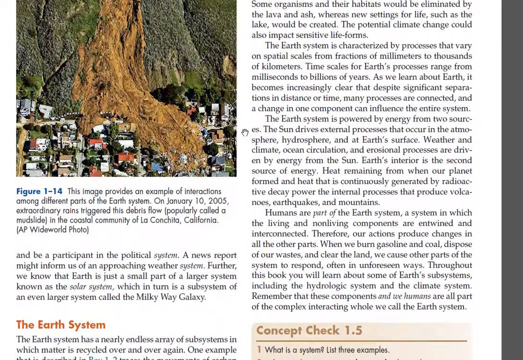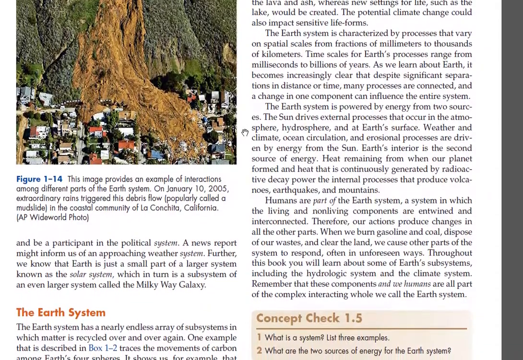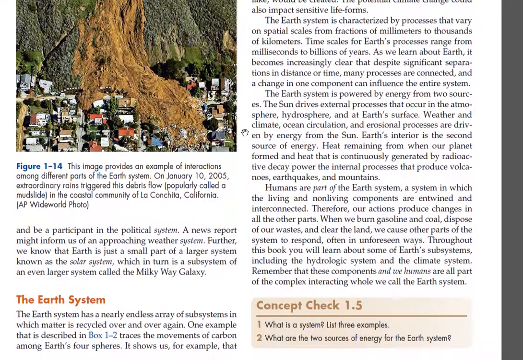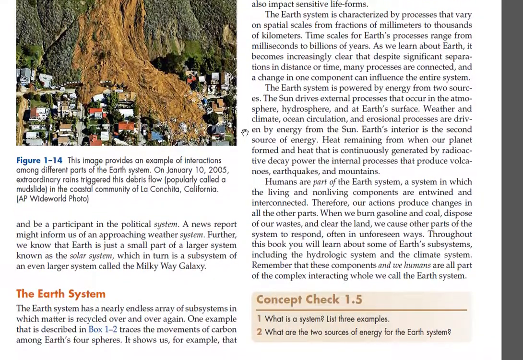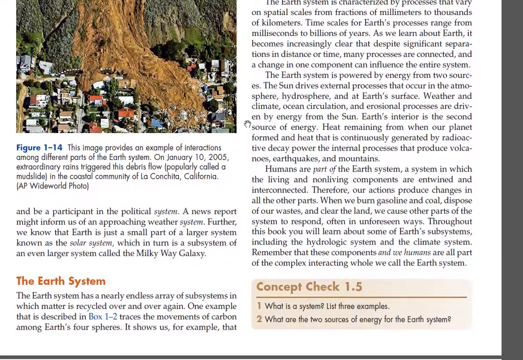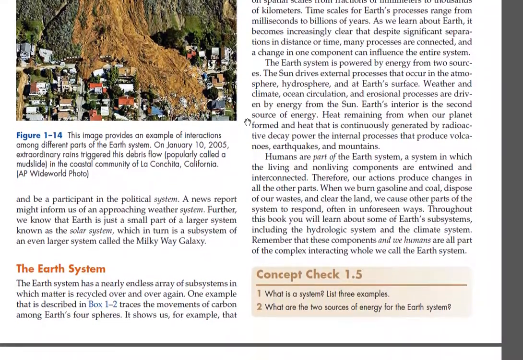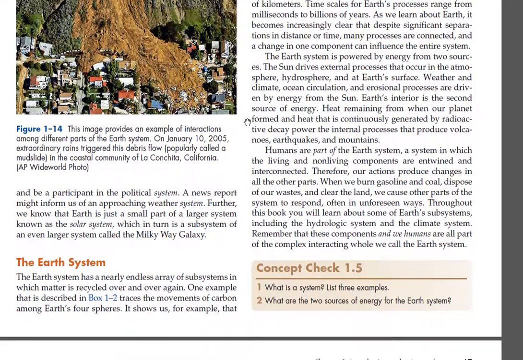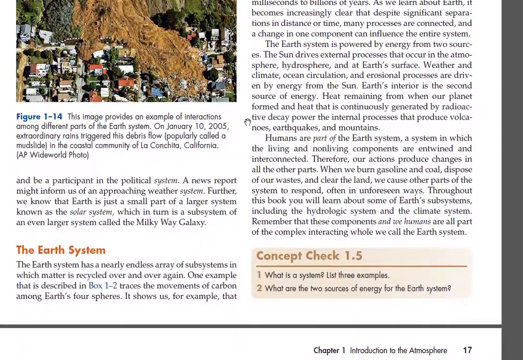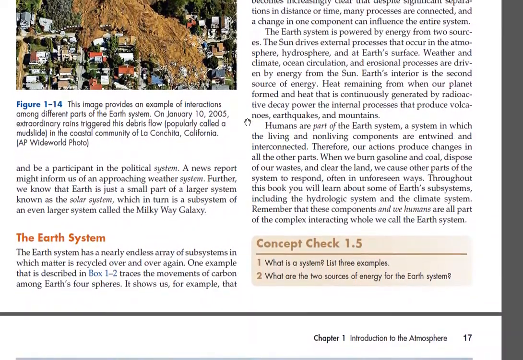The Earth system is powered by energy from 2 sources. The Sun drives external processes that occur in the atmosphere, hydrosphere, and at Earth's surface. Weather and climate, ocean circulation, and erosional processes are driven by energy from the Sun. Earth's interior is the second source of energy. Heat remaining from when our planet formed and heat that is continuously generated by radioactive decay power the internal processes that produce volcanoes, earthquakes, and mountains.